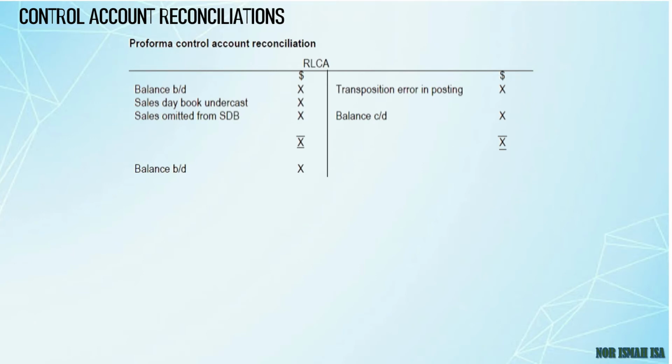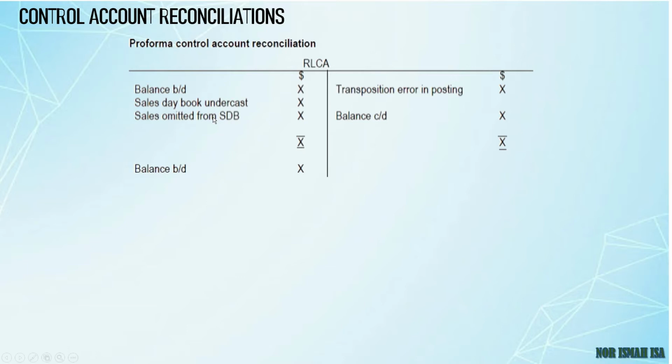So today we are going to proceed with part 2 of the control accounts. So we go to the pro forma control account reconciliation, and this is a pro forma account reconciliation for the receivable ledger control account, which appears in the nominal ledger. The items that need to be adjusted, you adjust in this account, which is the receivable ledger control account.